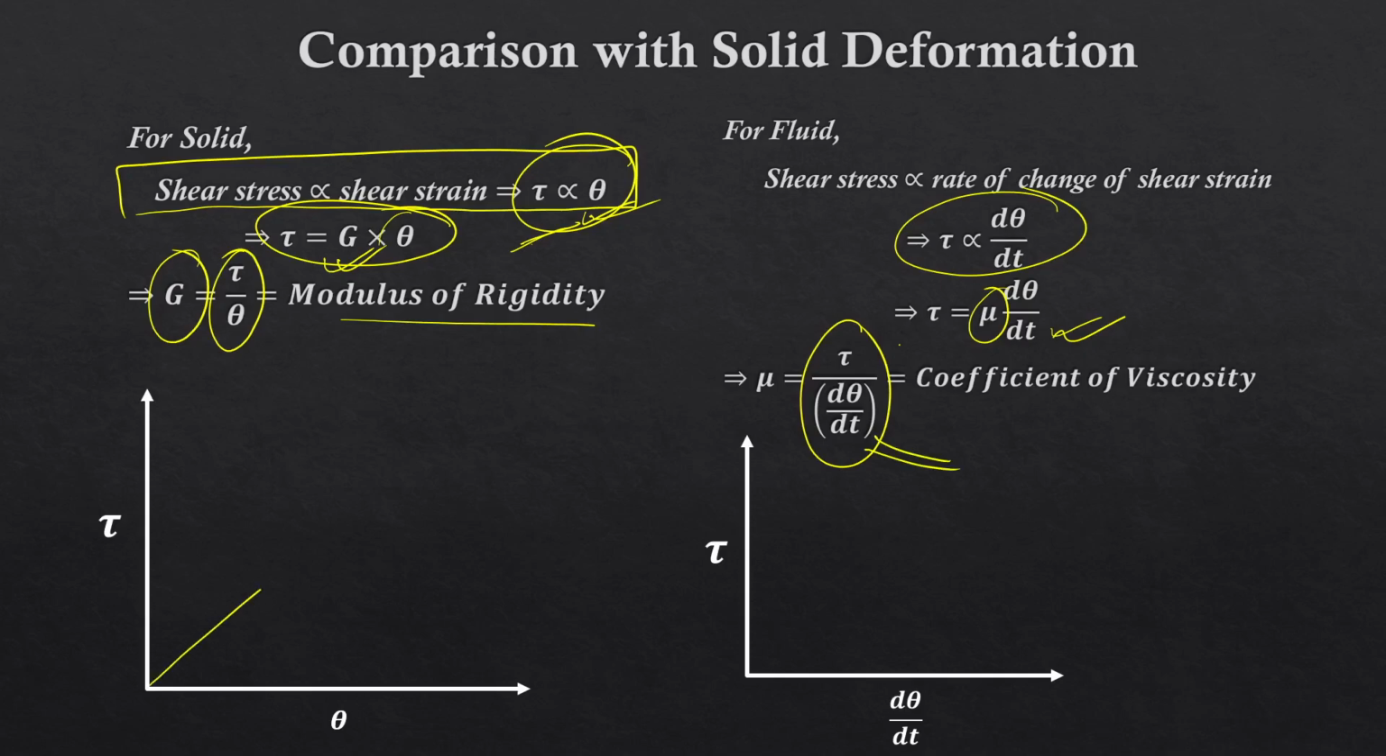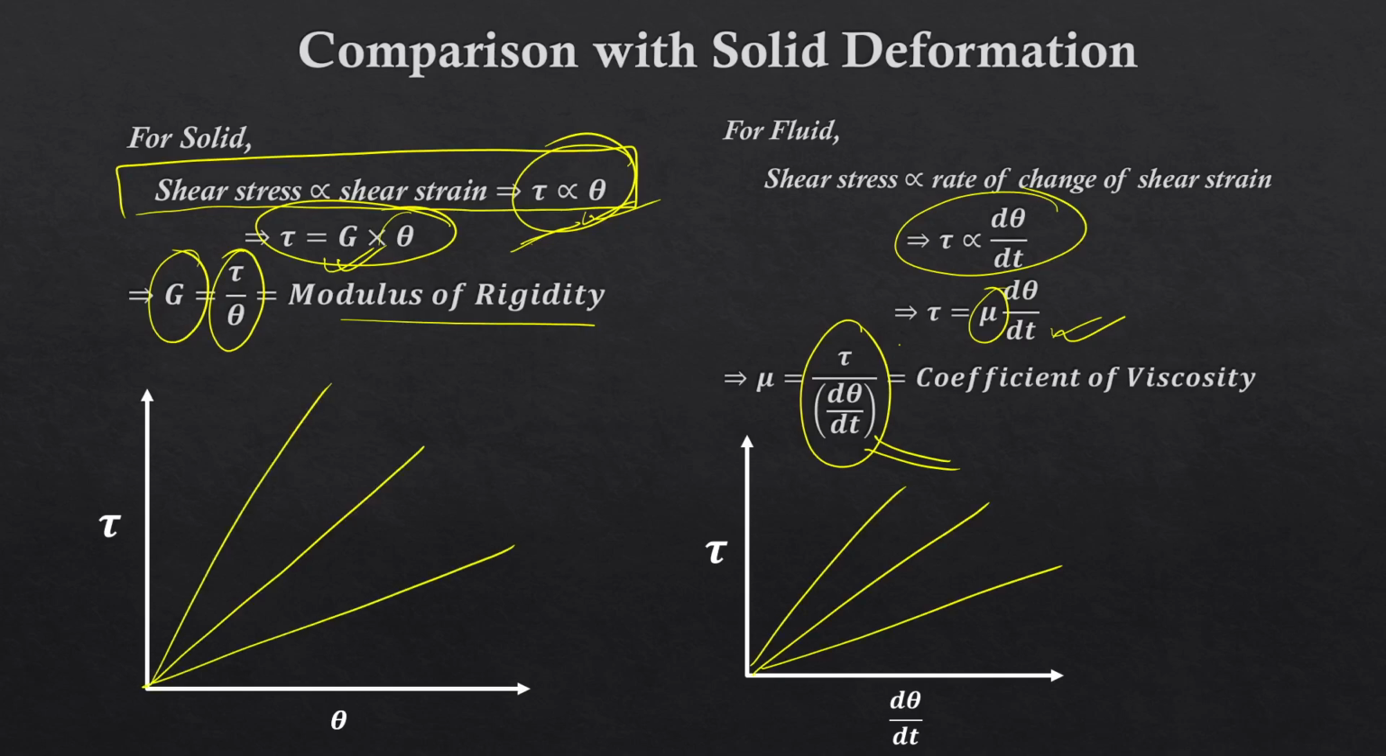So the relationship will be similar here. For example, if this is rubber having a low modulus of rigidity, that means it will deform easily under a given stress. On the other hand, suppose this is steel, which will deform very little under a given stress, and it will deform only under a very high value of shear stress.